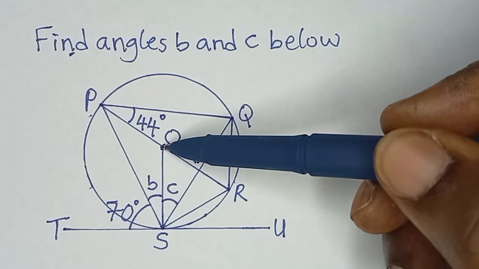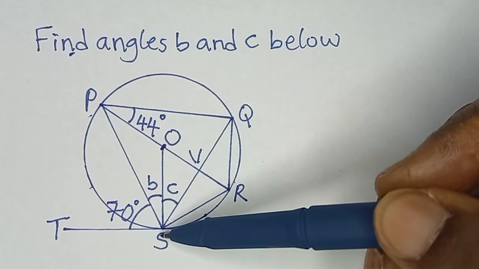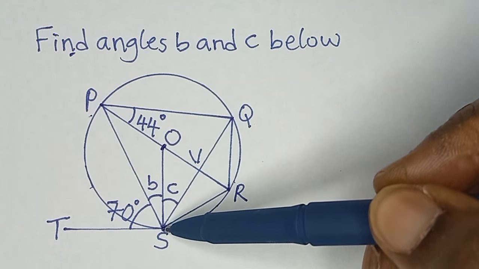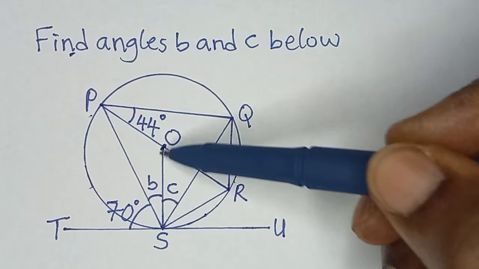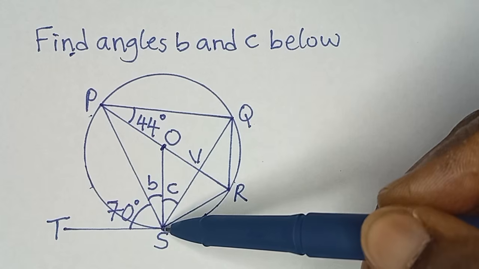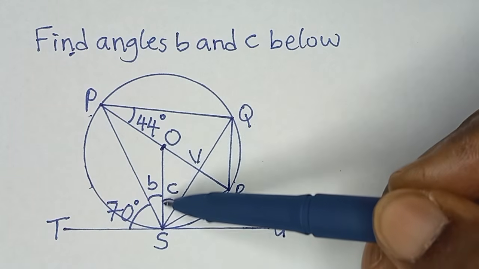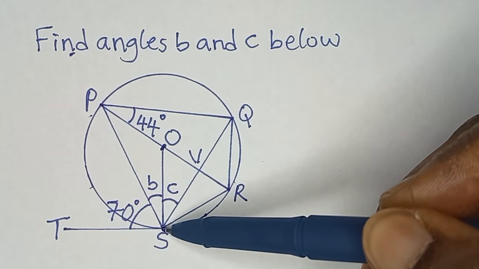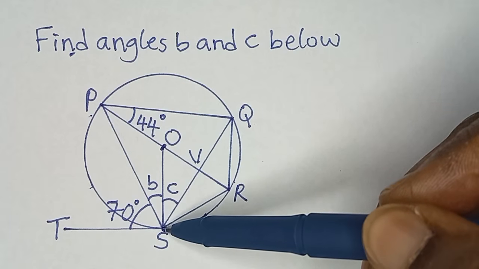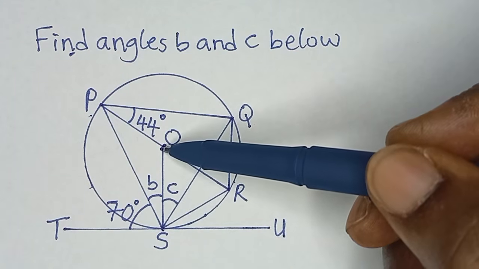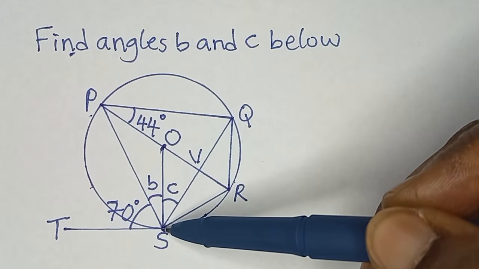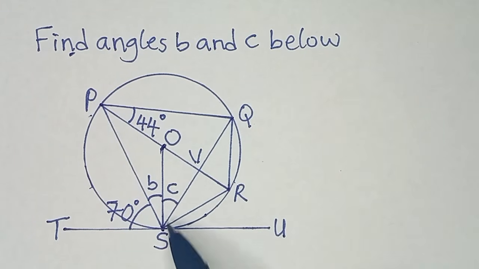So we have this line from the center to the circumference, and that line is a radius line. Don't forget, any line from the center of the circle to the circumference is the radius of the circle. So anytime a radius meets a tangent, it is perpendicular to the tangent. Don't forget that. Anytime a radius line is meeting a tangent line, the angle between the radius and the tangent line will be 90 degrees on both sides of the line.